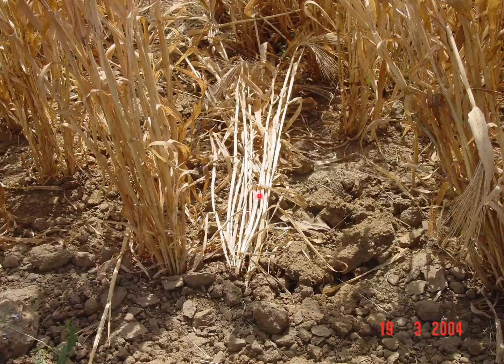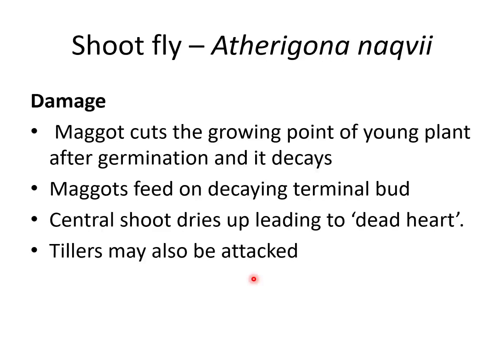So this is a picture showing how the wheat fields are affected. See, the field is entirely dry and the plant has lots. This is in the reproductive phase. You can see the panicles. The entire root system will be fed by the termites, and the plant won't be able to remain in the field. It lodges. Coming to the next pest, shoot fly, Atherigona naqui.